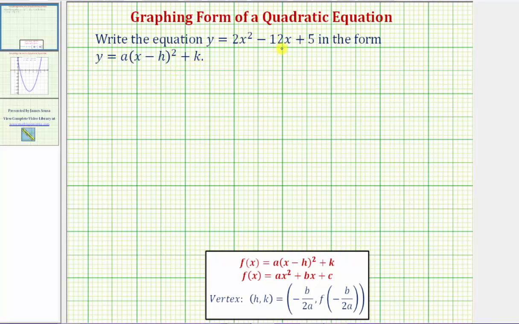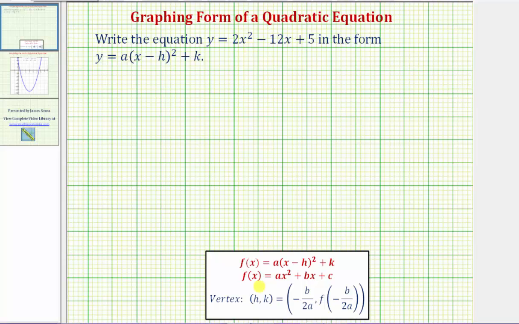So one way to write the given equation in this form would be to complete the square, but another method would be to find the vertex of the quadratic function using this equation, and then substitute the values of h and k into the equation, as well as the value of a. Let's use this approach for this question.